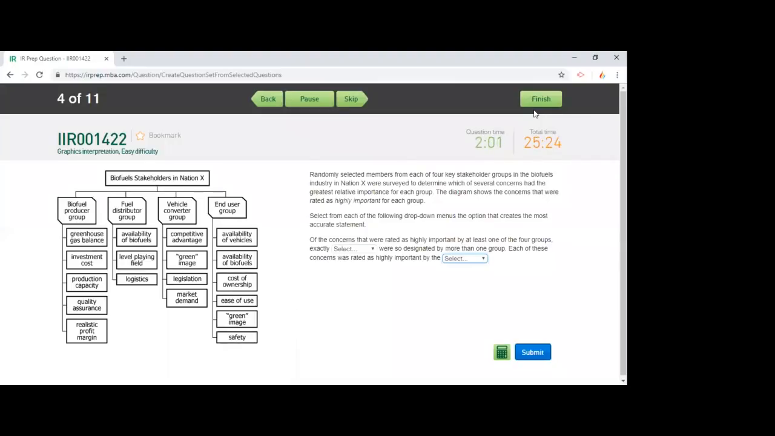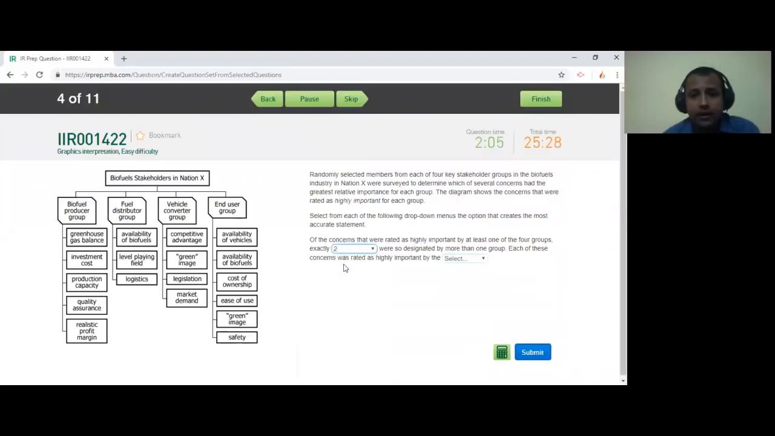Is the first one 2 by any chance? Yeah, it is 2. Because the idea is that we need to see which sub part. So these are the sort of ideas which are shared by the four groups of the biofuels sector.